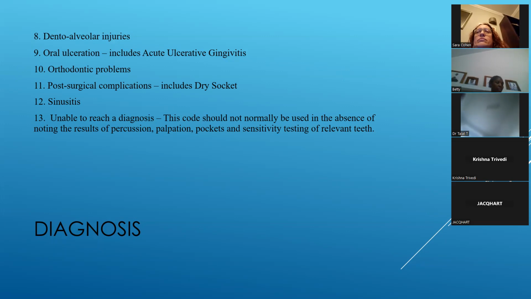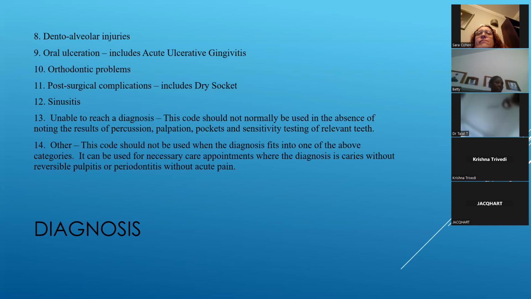Again, this is one of the lectures later on, but don't use this code if you have not done the tests on the tooth. Go back and do the tests on the teeth, and then say you haven't got a diagnosis. So if you haven't percussed, palpated, taken pockets, checked sensitivity or taken an x-ray and you can't reach a diagnosis, the reason is because you haven't done all the tests yet. And other means it's something else. It doesn't mean you can't be bothered checking which one it is, or it's not quite one of them. Put it down as one of the codes.